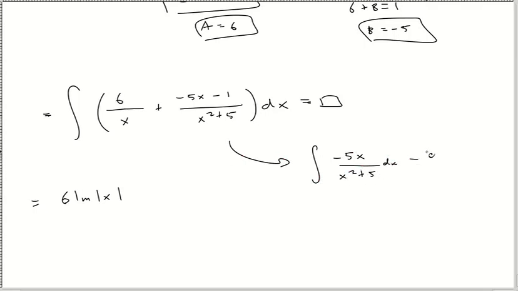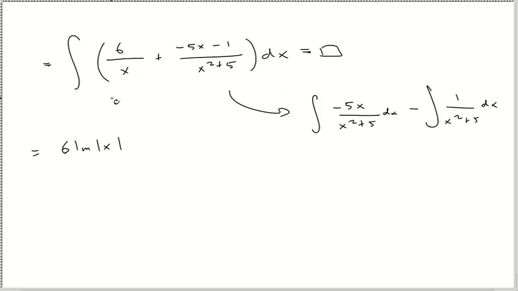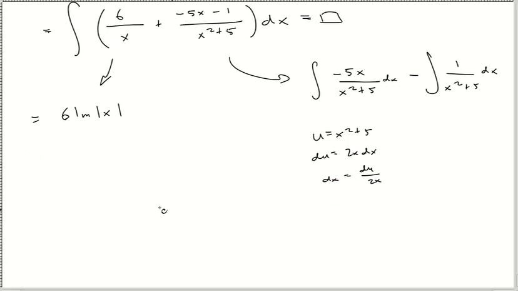And then I got a minus 1 over the x squared plus 5. So I got two separate integrals here. But this guy's easy. He's done. I don't have to worry about him anymore. This is going to be a u substitution, I believe. So u is equal to x squared plus 5. du is equal to 2x dx. So dx is equal to du over 2x. So I'm going to just plug that guy in.